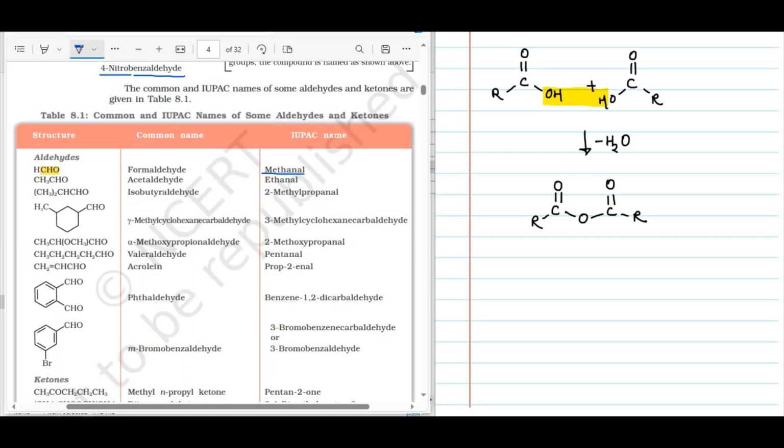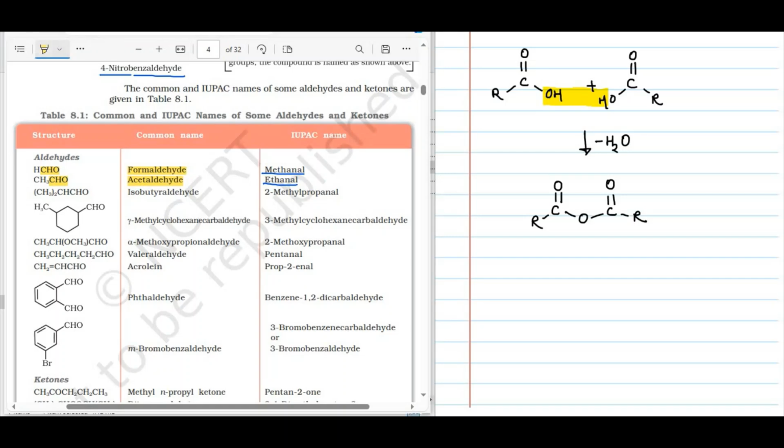In the second example, CH3CHO. So again, CHO means an aldehyde group is there and there are 2 carbons. As there are 2 carbons, the name of this molecule will be ethanal, and the common name is acetaldehyde. So both the common names are very important. You have to remember acetaldehyde and formaldehyde, because in most of the reactions we use these common names.